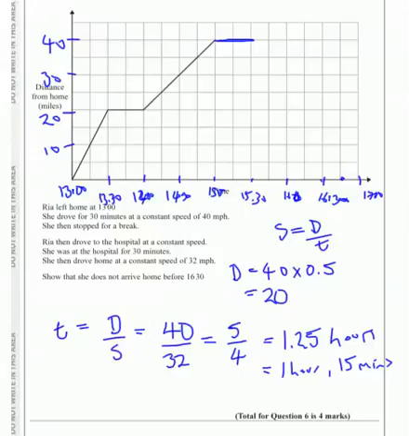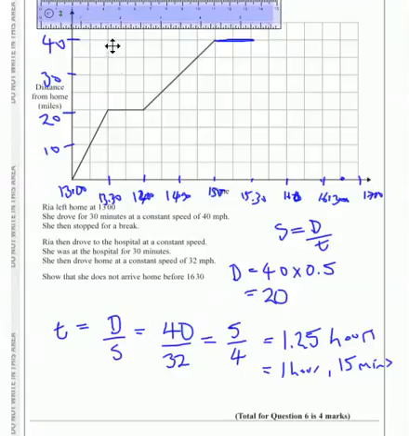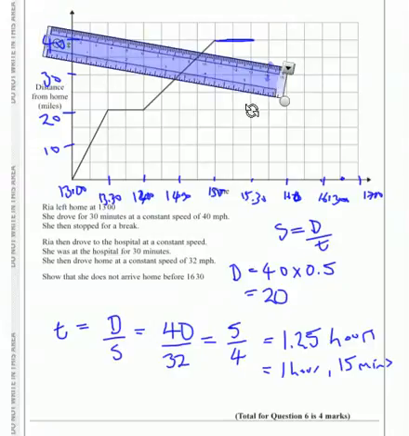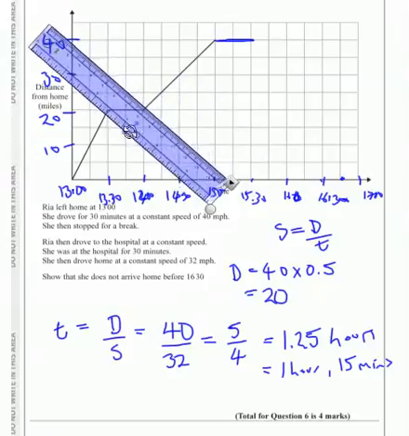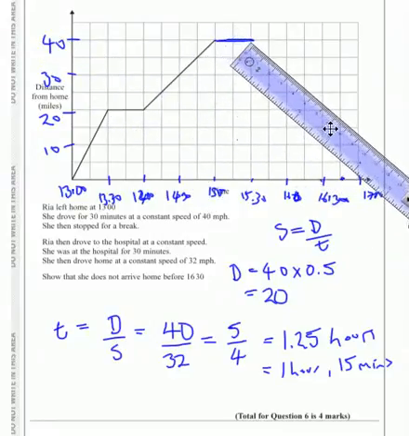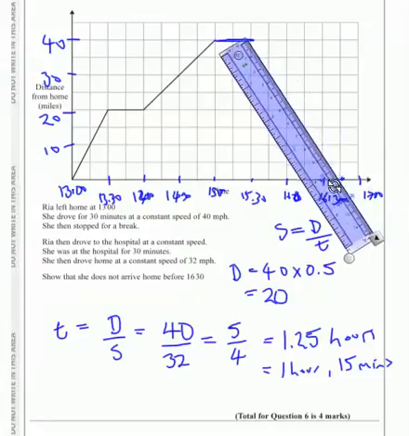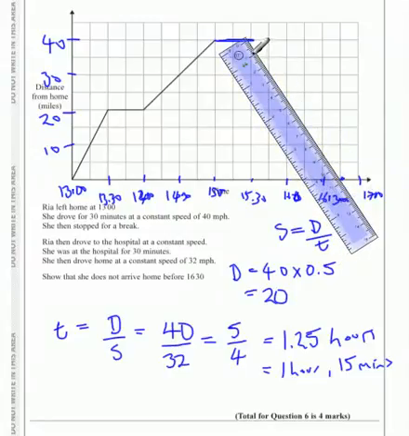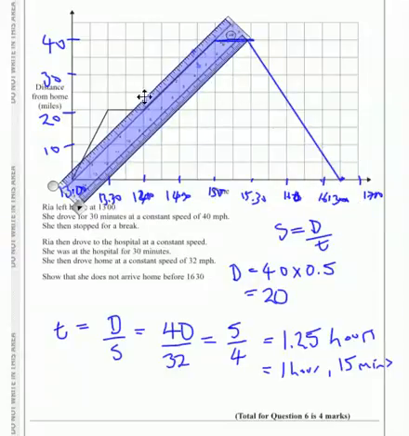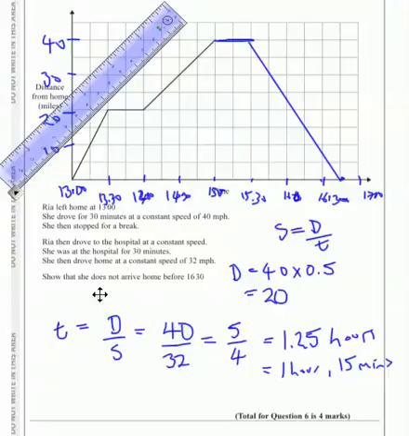We just grab our ruler. We can put that in nice and clearly onto our graph. So lining that up there, just showing clearly what we've done. Okay, so there we can see she arrives back at 16:45, so not before 16:30 as we are asked to show.